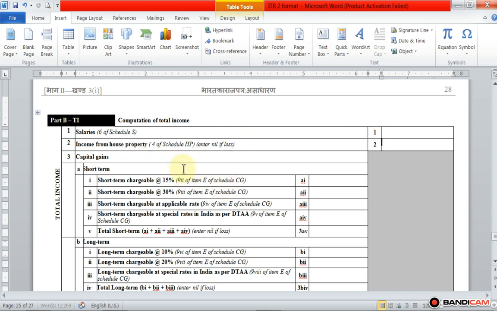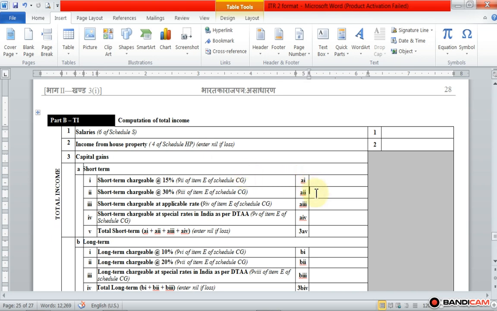Then capital gain. Capital gain is divided into two parts, that is long term capital gain and short term capital gain. So the first point is short term capital gain, and we put the figures of short term capital gain. Here A1 is the short term chargeable at 15%. Then short term chargeable at 30%. Chargeable at 15%, the bracket is given here: 9(2) of item E, Schedule CG. So we have to compute the income of short term capital gain, then we put the figure here.